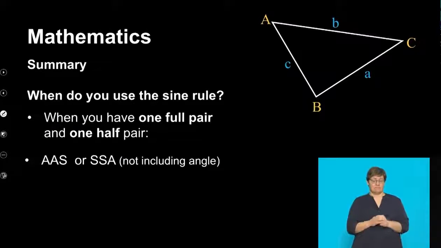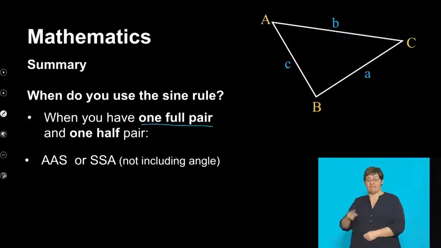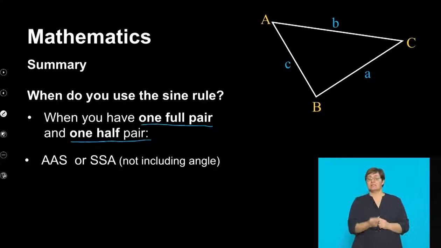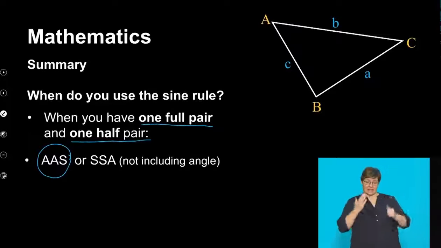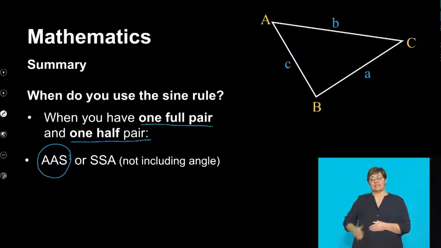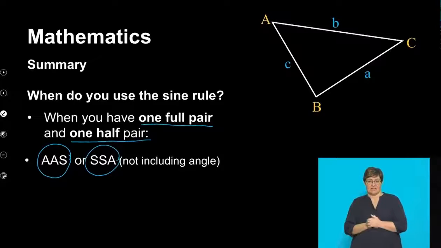Right. Again, let's revise when we use the sine rule. We've made a bit of a rule that we said you're going to use the sine rule when you're given one full pair of angles and sides and one half pair. So another way of stating that is we either use the sine rule when we're given two angles and a side, or when we're given two sides and an angle.